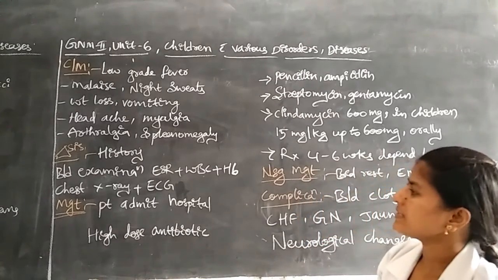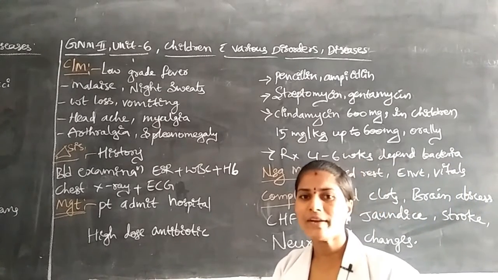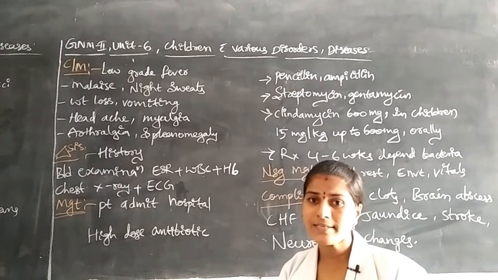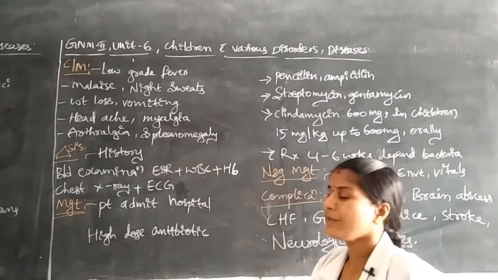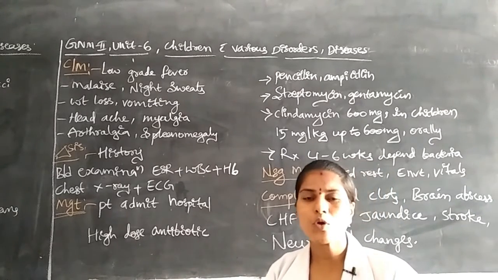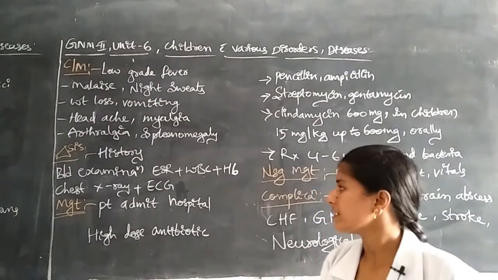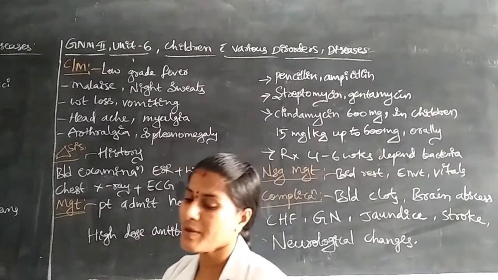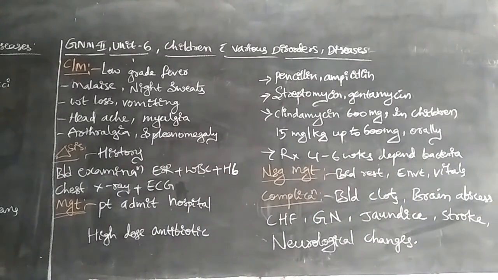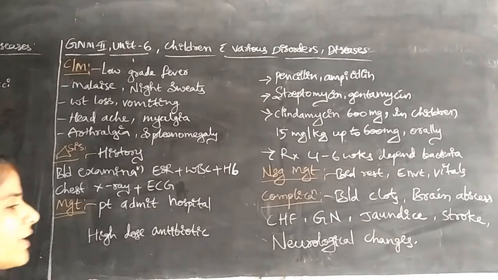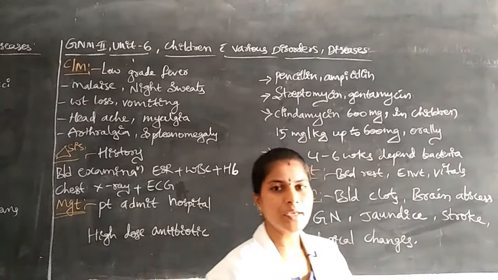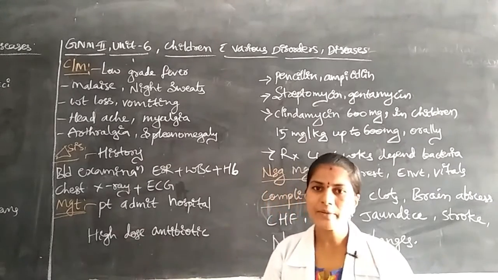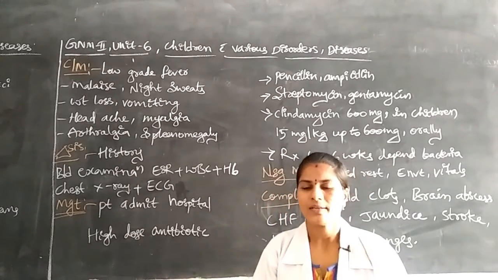Next is the blood examination. In the blood we have to do the erythrocyte sedimentation rate, the WBC count, and the hemoglobin percentage. Next, we have to do a chest X-ray, because the structural abnormality in the children's body can be identified. We also have to do echocardiography and ECG. By doing ECG, any problems of the heart can be identified.